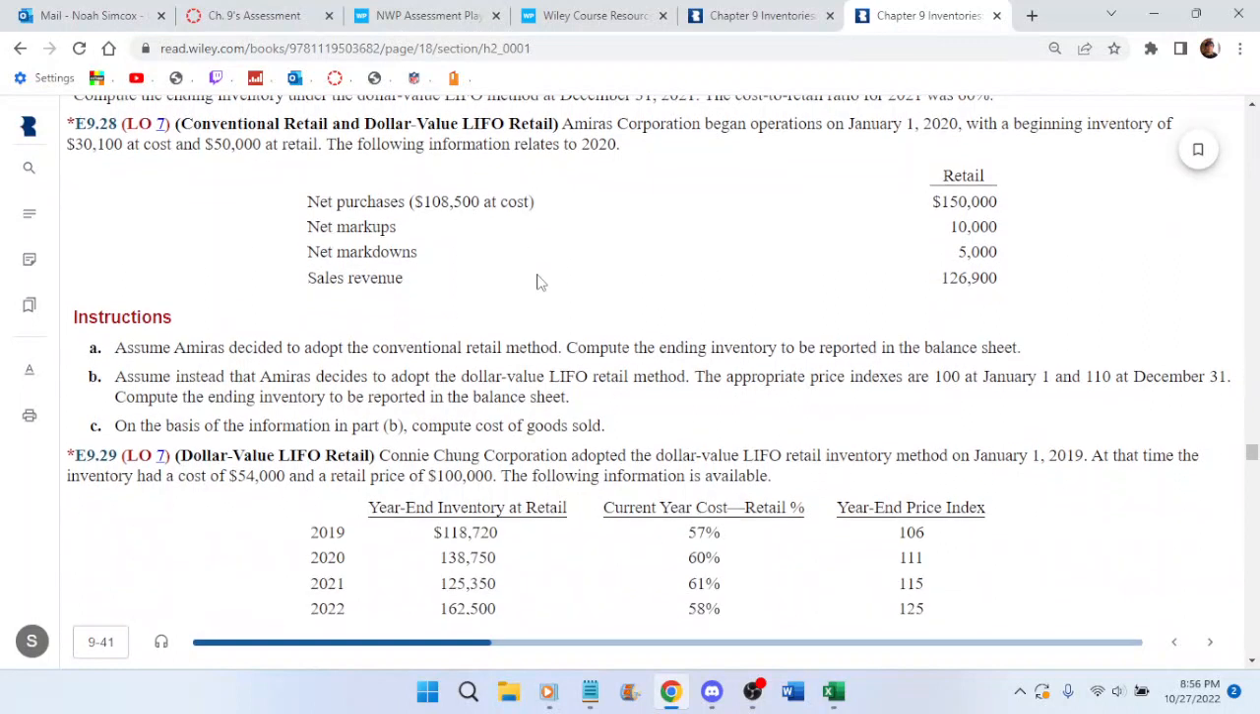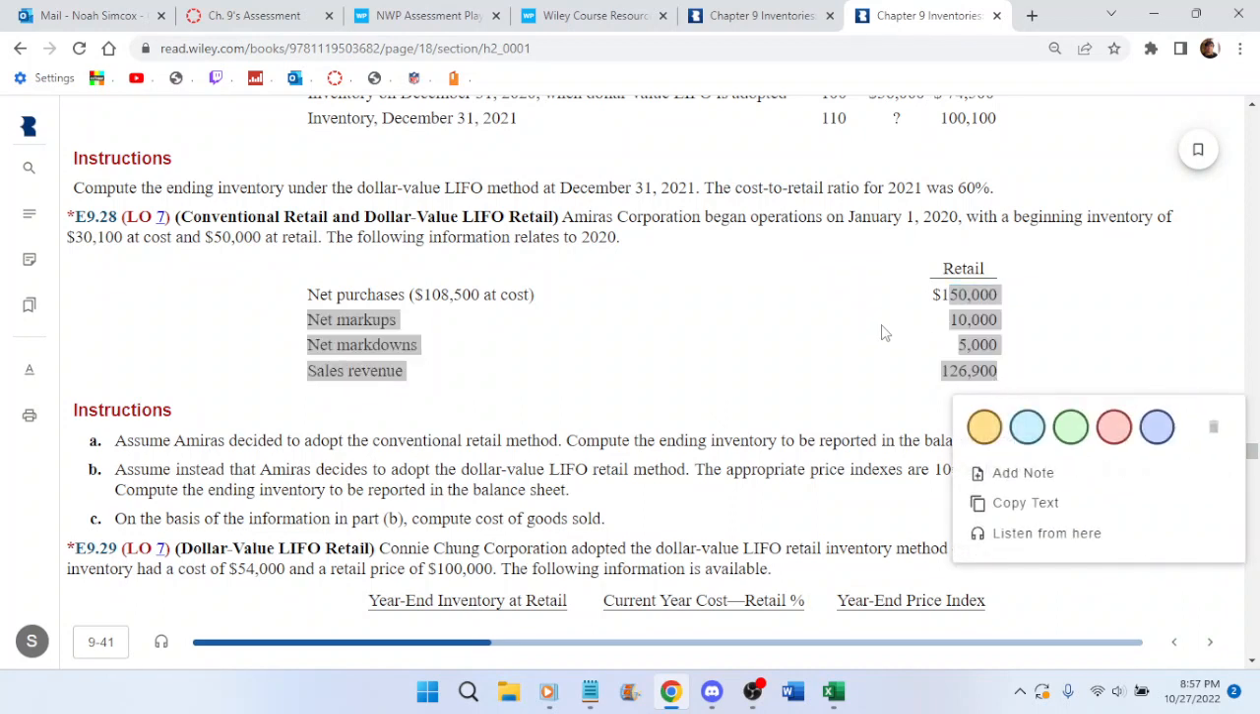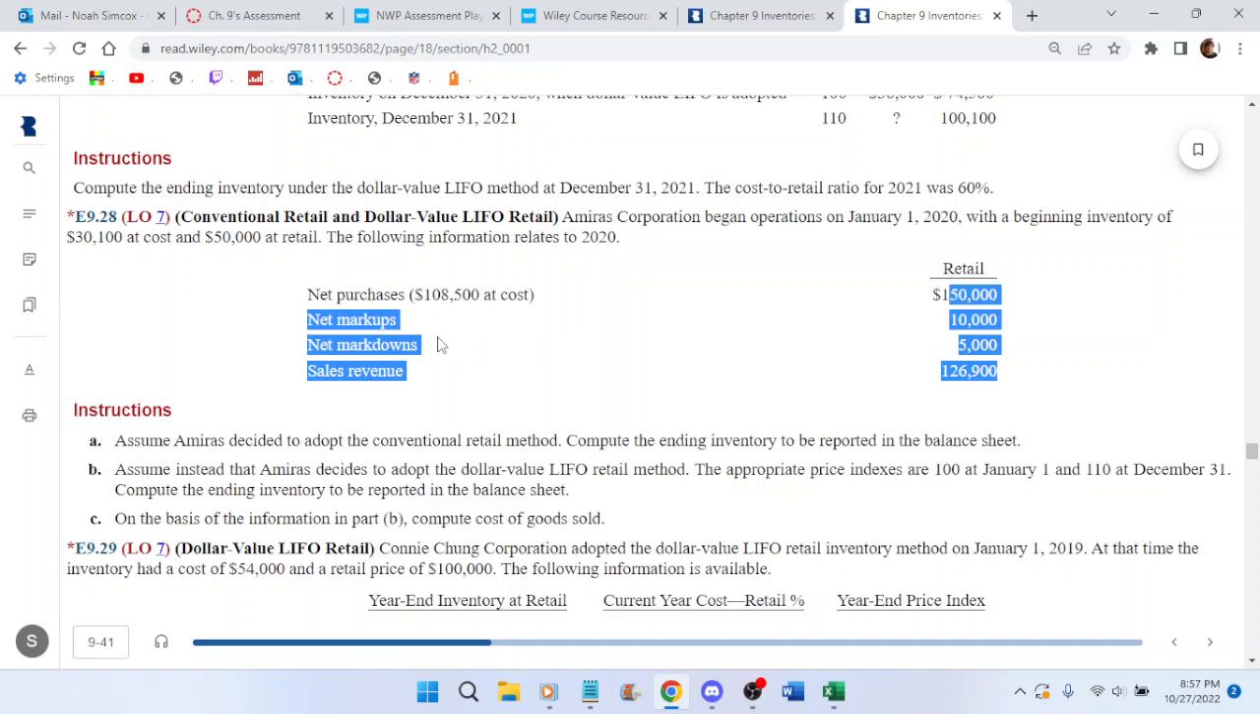What's the question anyways? It says Amyras decides to adopt the dollar value LIFO. It's weird how they didn't even give you that much information. All they gave you was these 4 little pieces of information, and you had to come up with all of your stuff from that. That's all it is. They didn't even give you the costs.